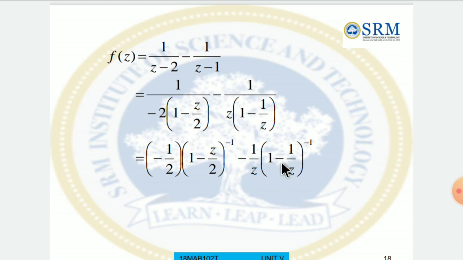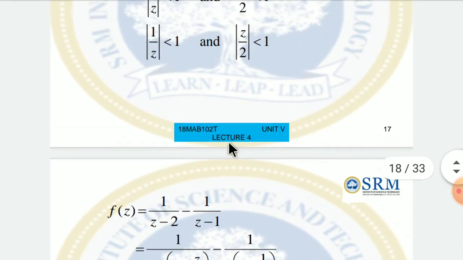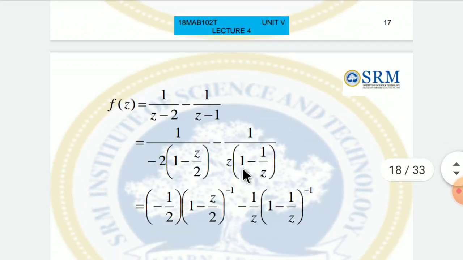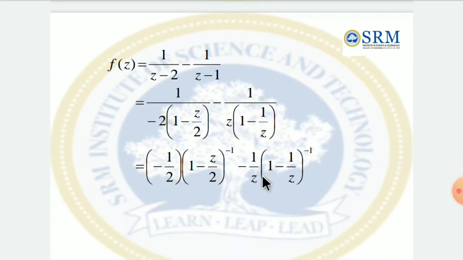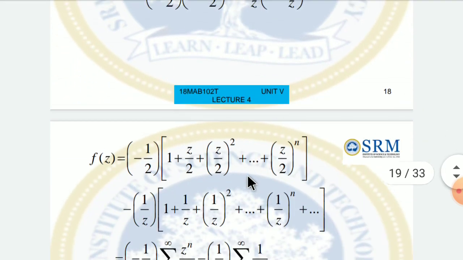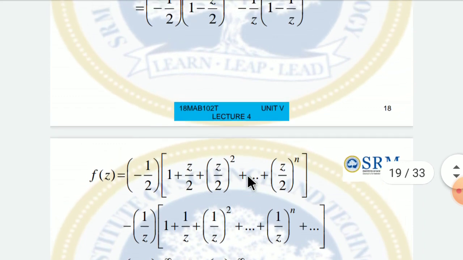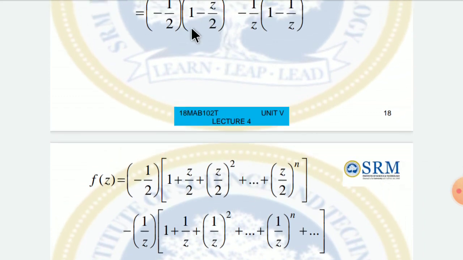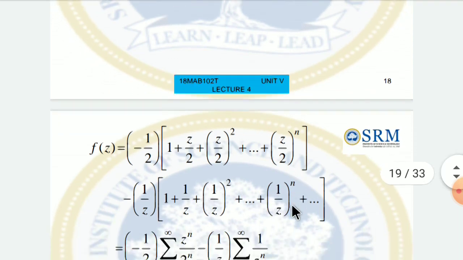What about mod z by 2 less than 1? Isn't it? In the previous slide we have seen that mod z by 2 less than 1. 1 by z is also less than 1. So now we can express this term with the help of binomial expansion, like 1 minus z by 2 whole power minus 1 can be expressed as 1 plus z by 2 plus z by 2 whole square etc. The nth term is z by 2 whole power n plus etc. The second one, 1 minus 1 by z whole power minus 1, can be expressed as 1 plus 1 by z plus 1 by z whole square, etc. The nth term is 1 by z power n.